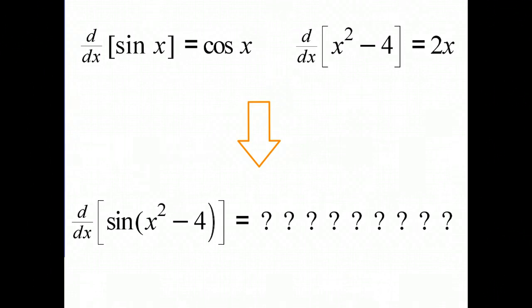We don't have any techniques to do this yet because this isn't a product. We're not multiplying the sine of x times x squared minus 4. This is a composite function. This is a function inside of a function. Another way to look at this is f of x is sine of x and g of x is x squared minus 4, and so this is f of g of x. And so we need to figure out a way, how can we differentiate this? And that's what the chain rule does for us.